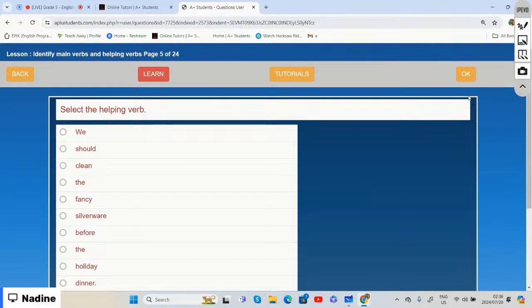So we say we should clean the fancy silverware before the holiday dinner. Remember, let's first identify the verb. Then, in front of the verb, you will find the helping verb.